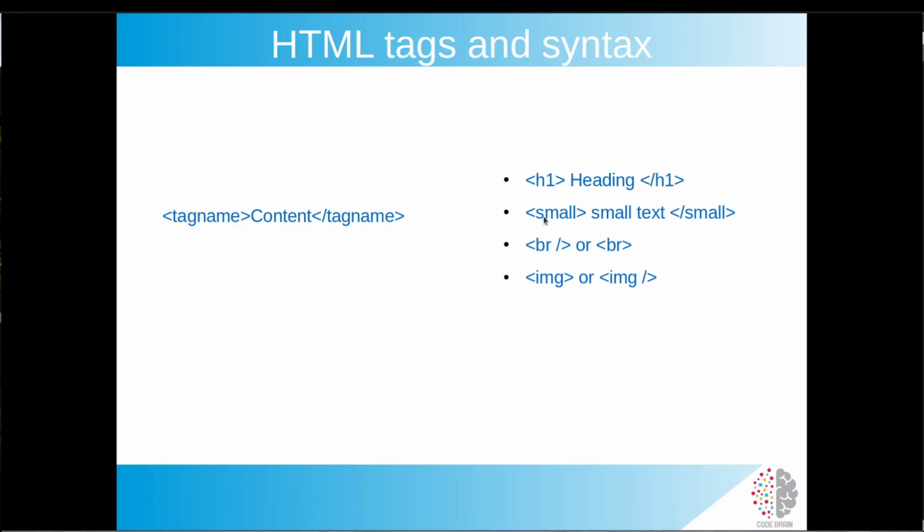If we see another example here, we have a small tag, and it will make this text small. Also it has a starting tag and an ending tag. All right, now there are some tags that don't have an ending tag. For example, the BR tag, which means a break line. If you want to put the content on another line, like type the text on the next line of the previous text, you will use that tag.